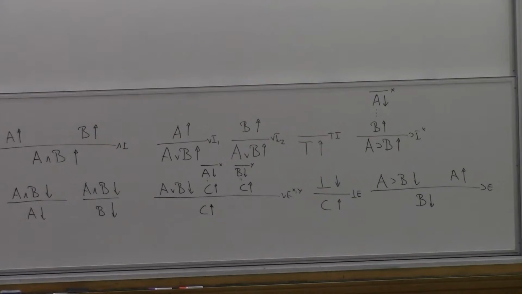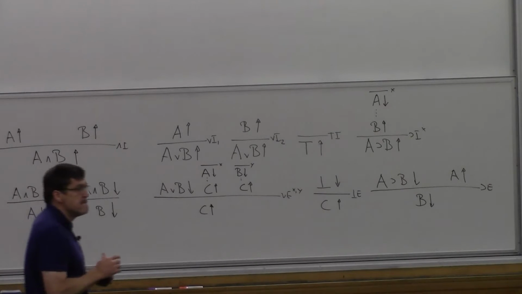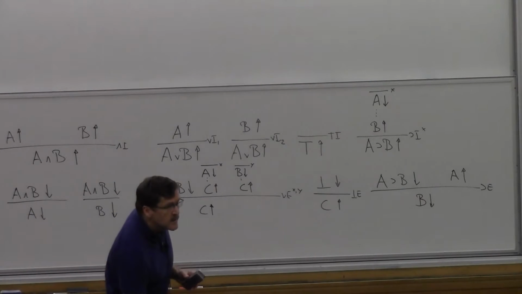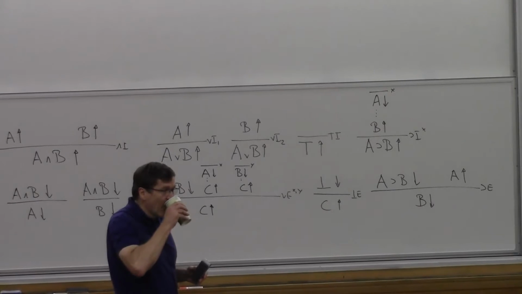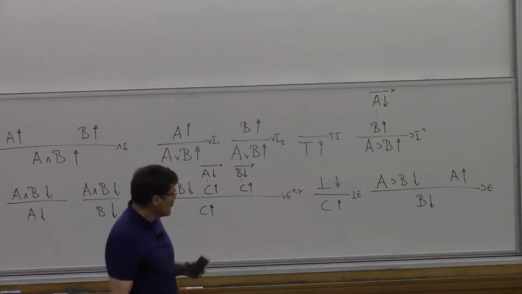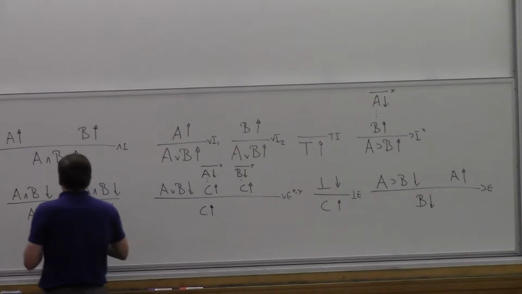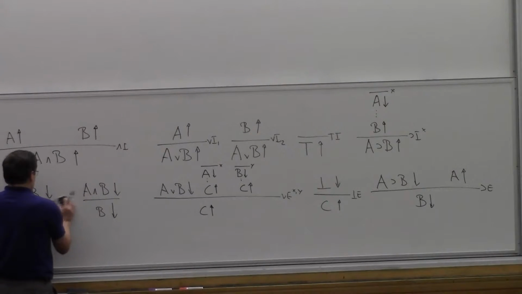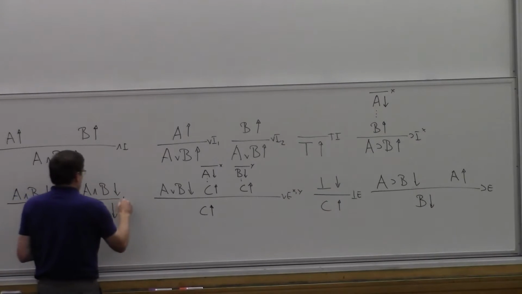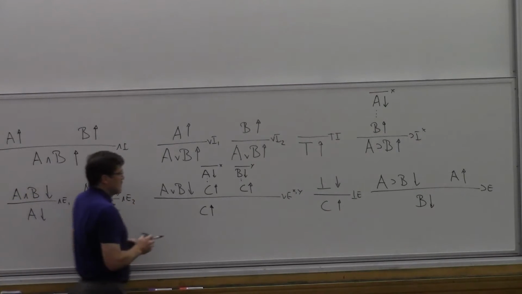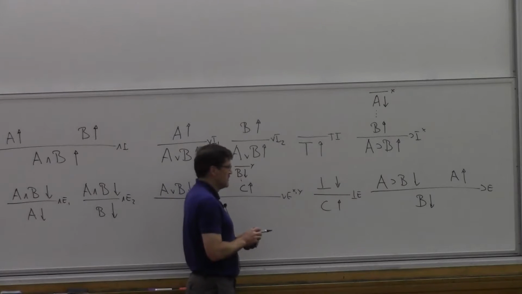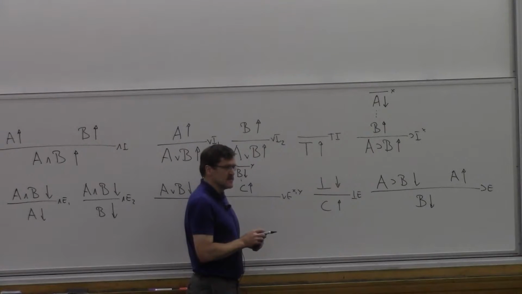So why is it that, I guess I'm trying to understand why the arrows can go either way on the bottom of the implication. I'm not sure I understand the question.